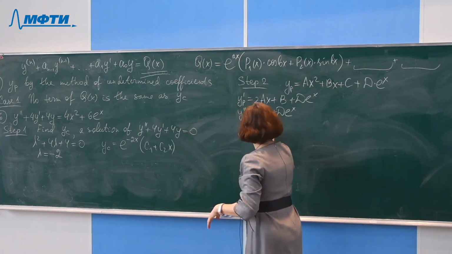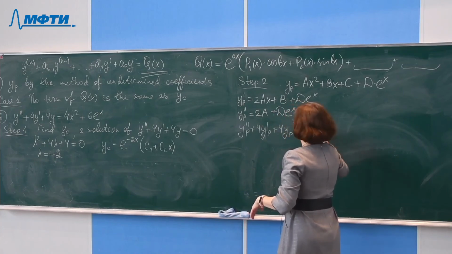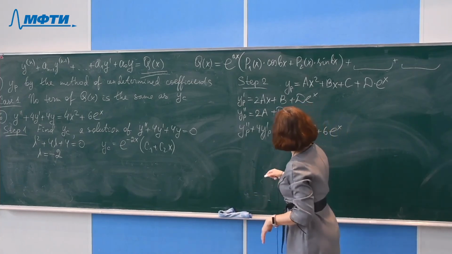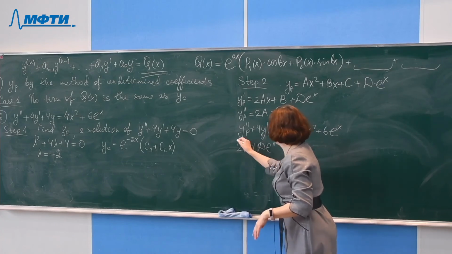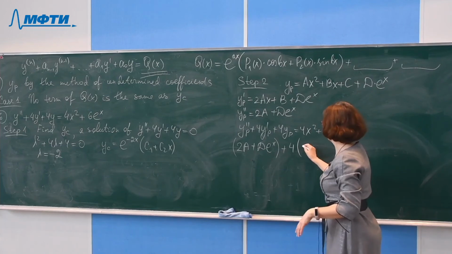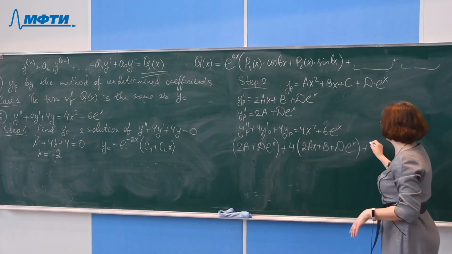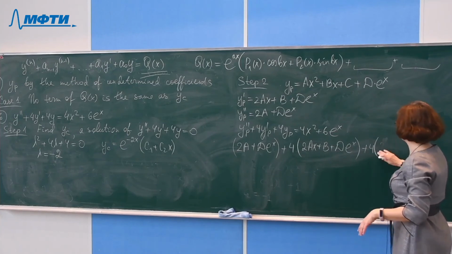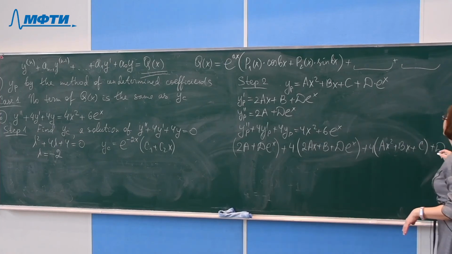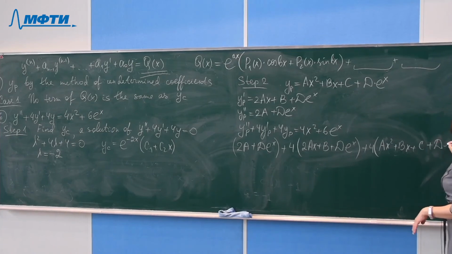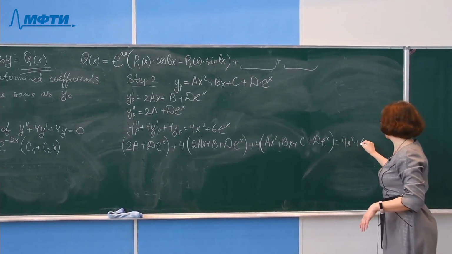I will recall it. So we will get 2a plus d e to x plus 4 multiplied by (2ax plus b plus d e to x) plus 4 times (ax squared plus bx plus c plus d e to x) equals 4x squared plus 6e to x.